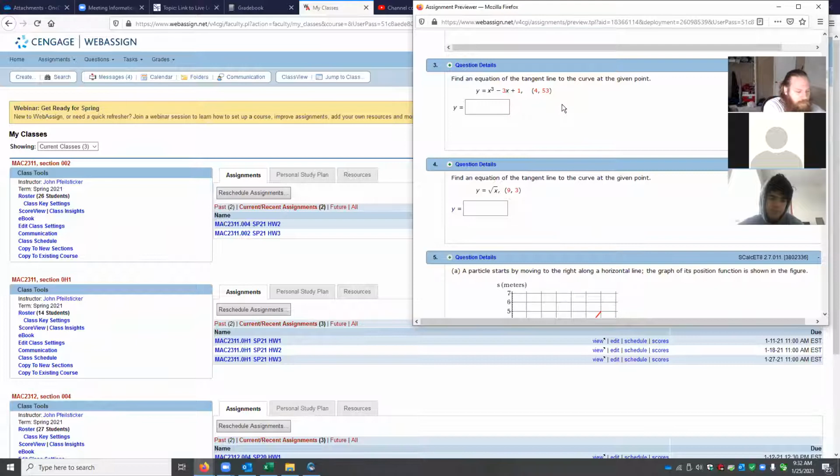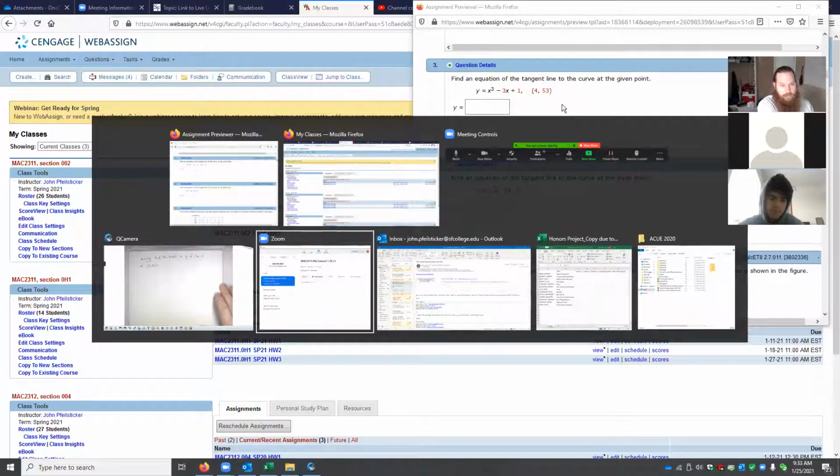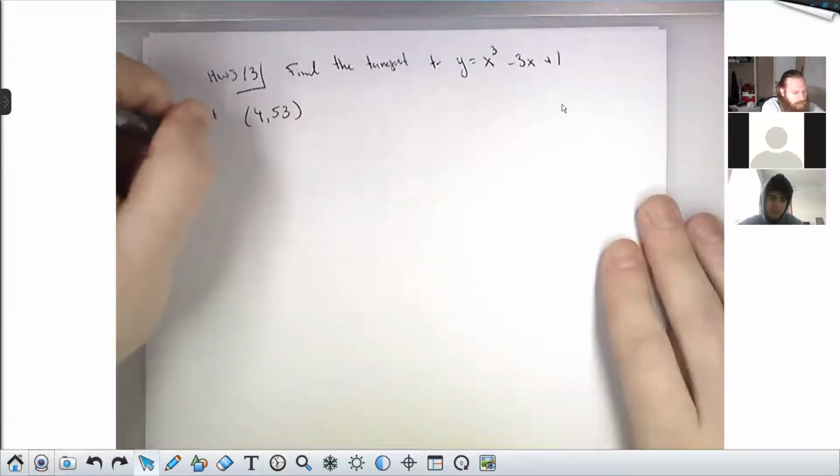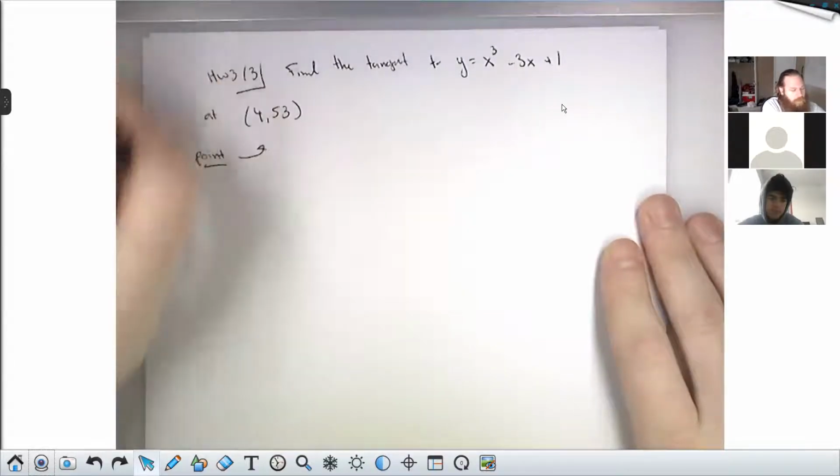So let me write this down. Homework 3, problem 3, find the equation of the tangent line to y equals x cubed minus 3x plus 1 at the point (4, 53). So we need two things, of course, right? We need our point, and that's this thing, and we need the slope.